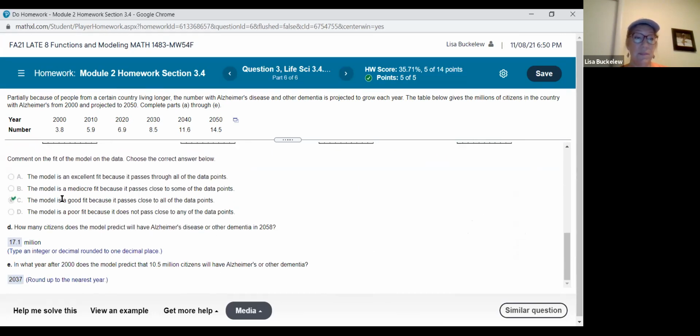And then we can use it to make predictions. If they give you an input, you put it into the function and it calculates the output. If they give you an output, you can look at the table or you can solve by graphing by putting that number in for Y2 and then using the intersect feature to find your X value and then correspond it to the year that it represents.